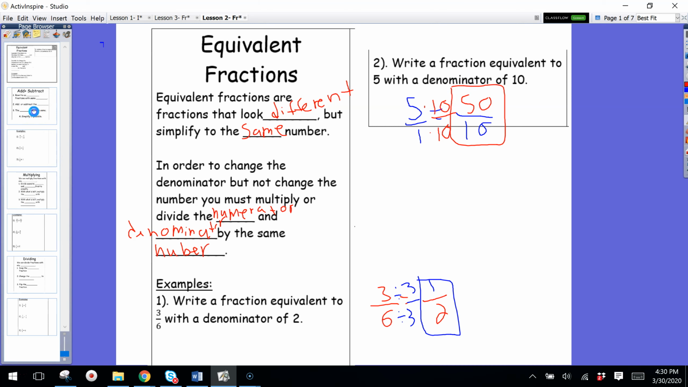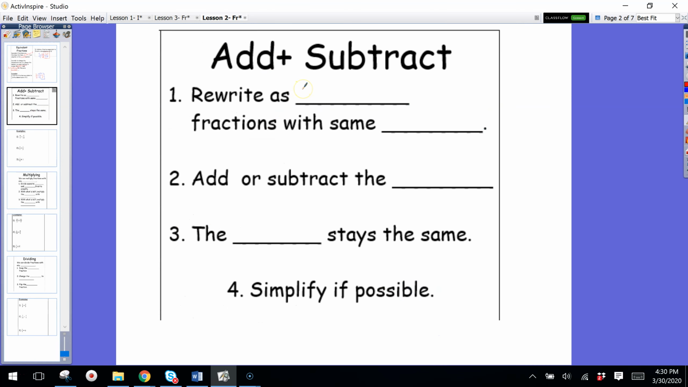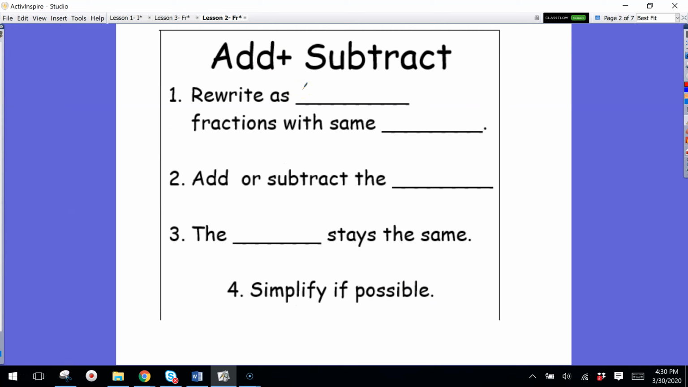Okay, now we're going to be using that skill a lot to add and subtract, because when I'm adding and subtracting, I want to create the same size pieces so that I can put them together. If I don't make them the same pieces, then it doesn't really make sense. For example, if I have 1/3 plus 3/2, and I just say 4/7, that doesn't make sense because I didn't make the pieces the same. That is not a correct way to do this.